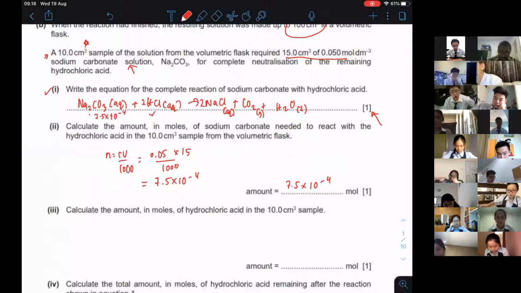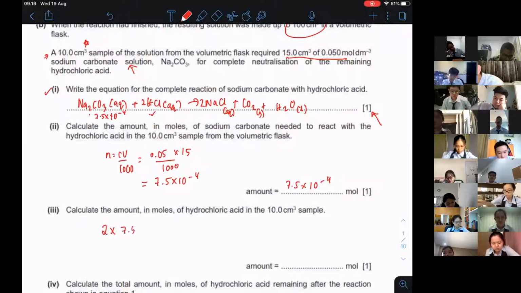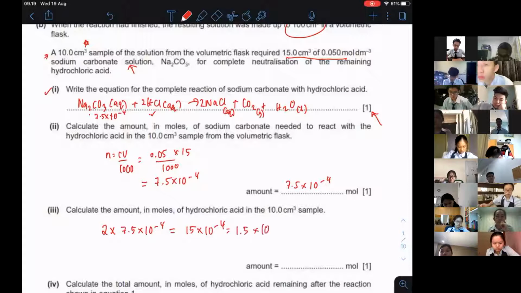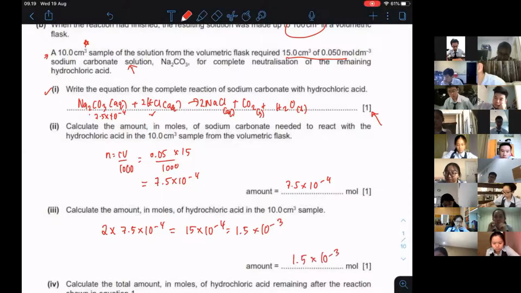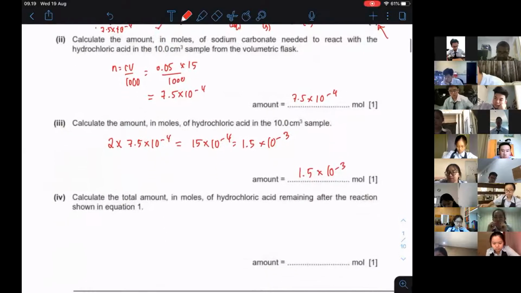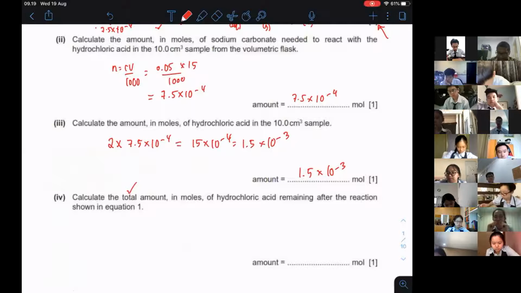What do you expect over here? It's going to be the double, so you just need to times by 2. 2 times 7.5 times 10 -4, you will get 15 times 10 -4, which is 1.5 times 10 -3. Now, calculate the total number of moles remaining after reaction shown in equation 1.